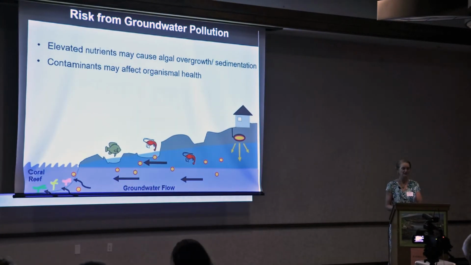So we know from a lot of work in all types of aquatic ecosystems from around the world that elevated nutrients can cause algal overgrowth, sedimentation as well. And there are lots of contaminants in there that may affect organismal health as well. So we want to avoid this pollution getting into these aquatic systems.